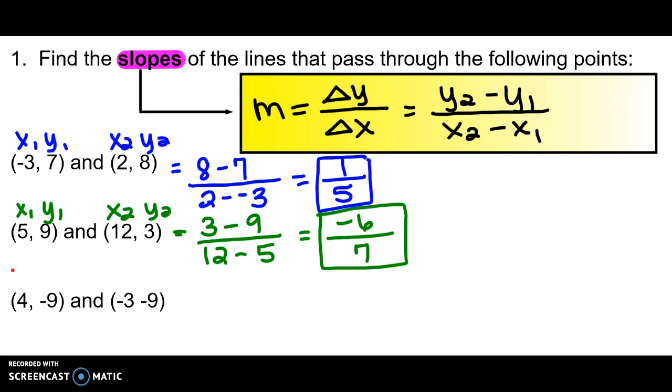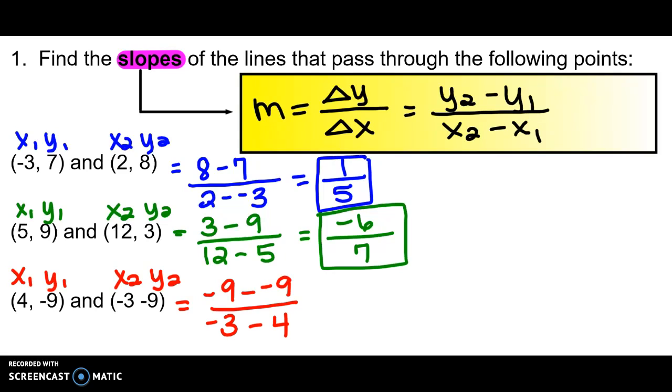All right, once again, we're labeling x1, y1, x2, y2. And we're plugging our numbers into the formula. We have negative 9 minus negative 9 over negative 3 minus 4. So once again, we have minus a negative, which we know reads as negative 9 plus 9. Okay, that's 0. Negative 3 minus 4, that's negative 7. And 0 divided by negative 7 is simply 0.